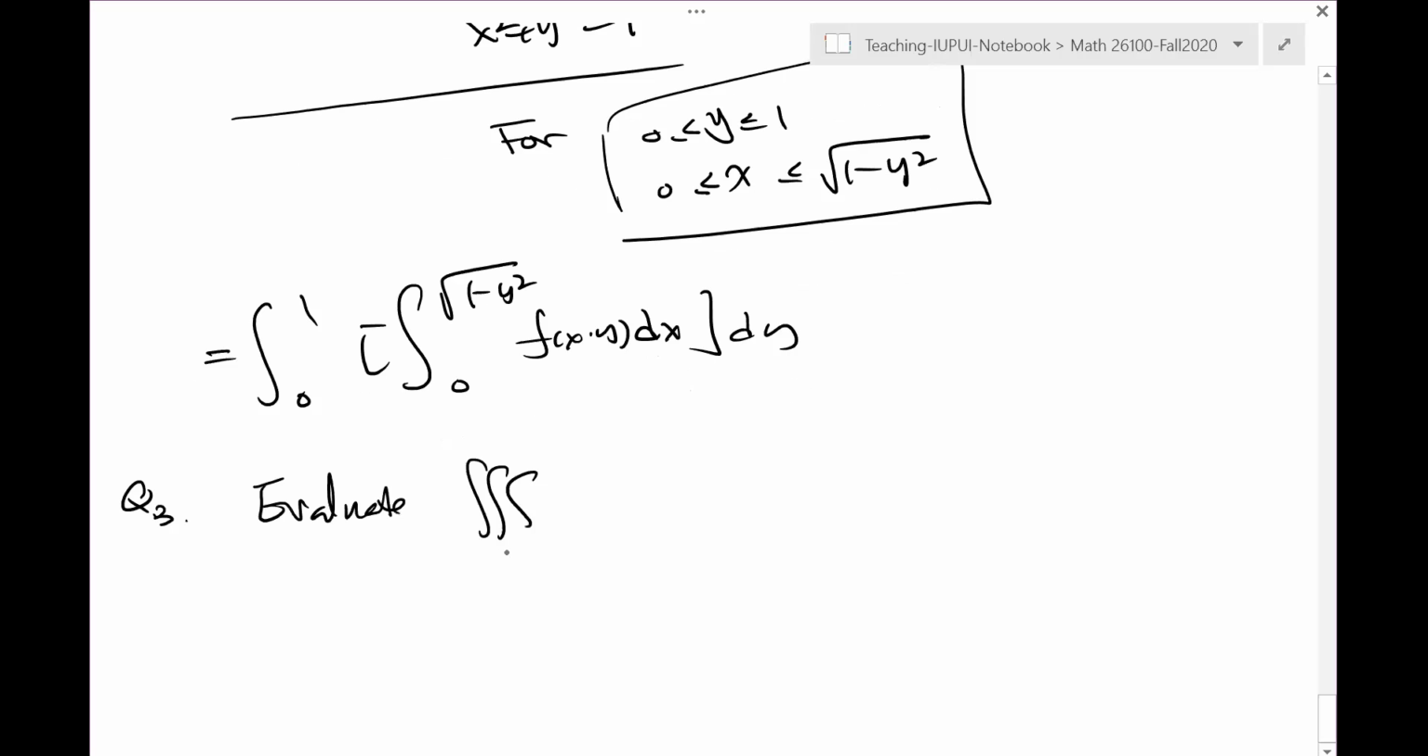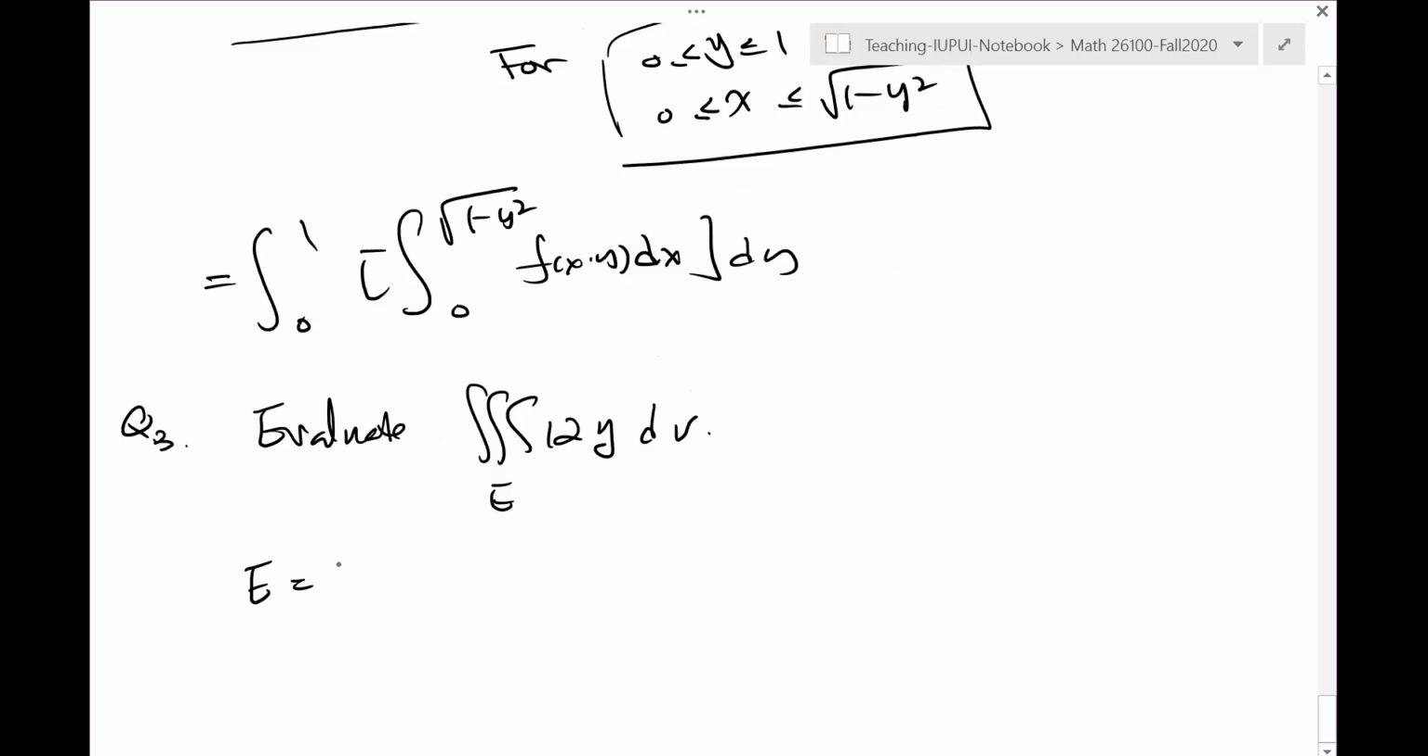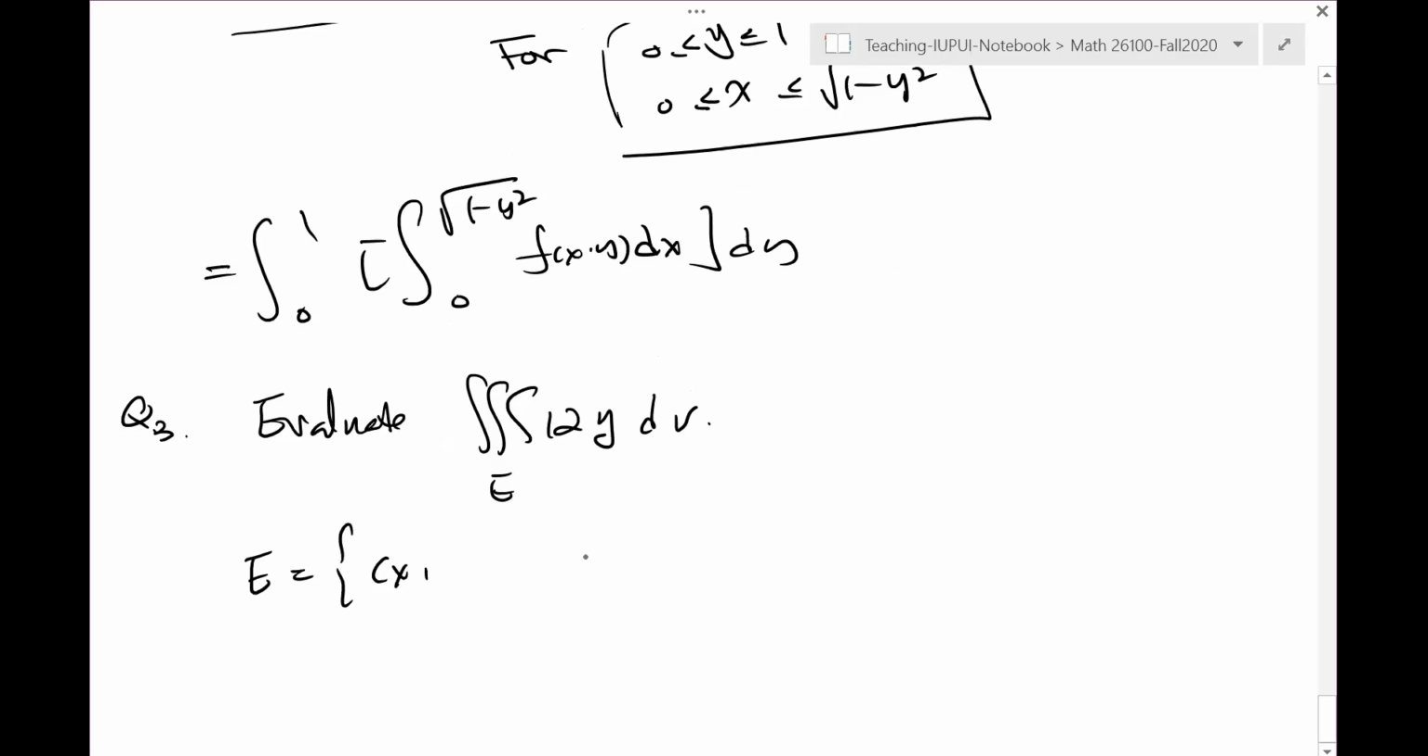Evaluate the triple integral of 12y dV. Now this E is described by three inequalities, okay? x is between 0 and 1, y is between 0 and 1 minus x, and z is between 0 and 1 plus y.